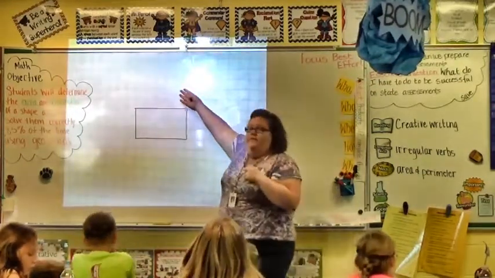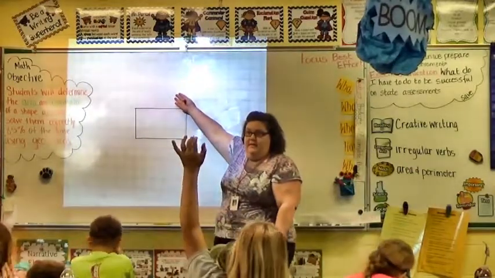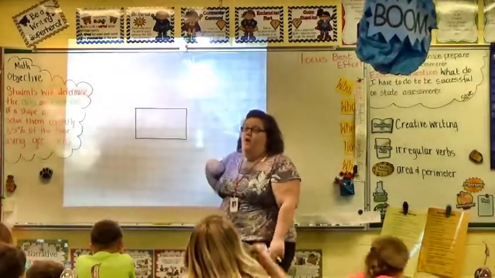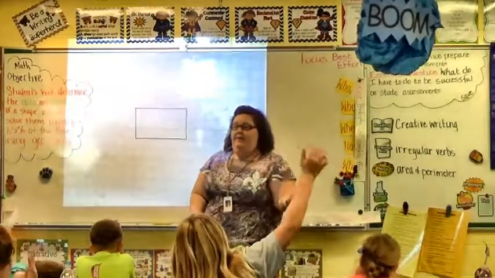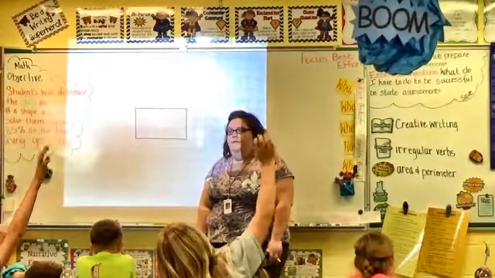So if I had a shape, I need to find what first? Cheyenne? Do I need to find the whole perimeter? How do we find area? How about that? Jice? What's our math equation to find area?